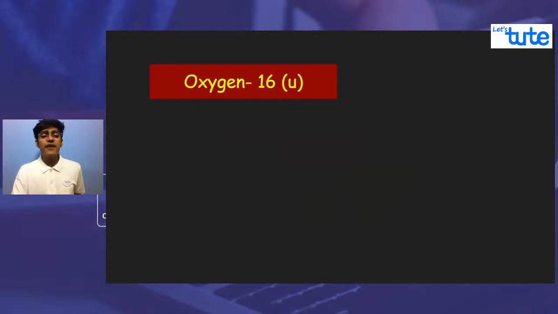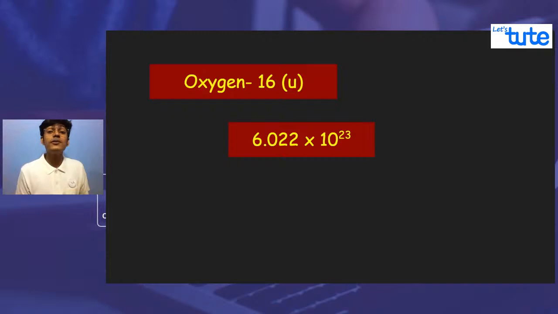Suppose I have 1 mole of oxygen. We know the atomic mass of oxygen is 16. And if I have 1 mole of oxygen, what will be the weight of 1 mole of oxygen? It will be nothing but equal to 16 grams.